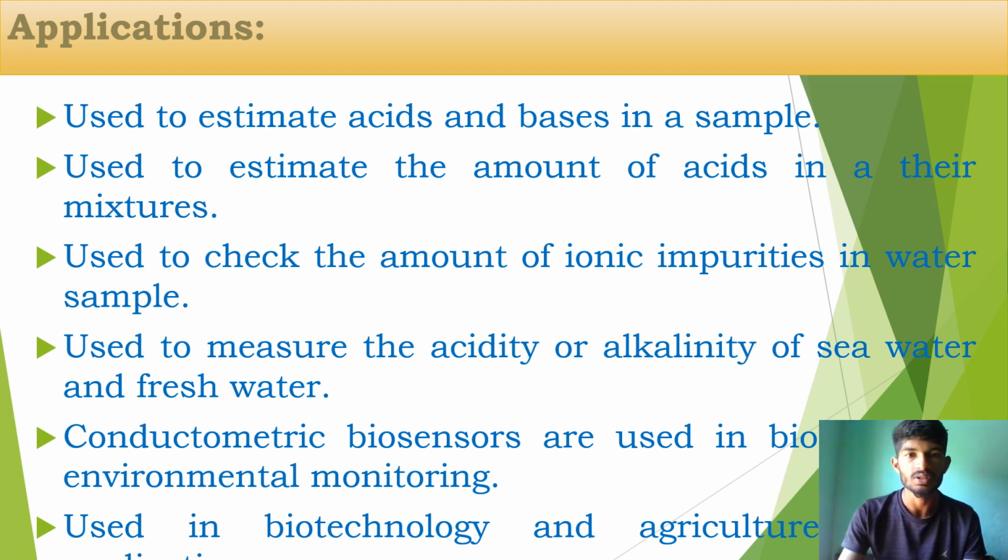Applications: used to estimate acids and bases in a sample, used to estimate the amount of acids in their mixtures, used to check the amount of ionic impurities in a water sample, used to measure the acidity or alkalinity of seawater and freshwater. Conductometric biosensors are used in biomedicine, environmental monitoring, and in biotechnical and agriculture related industries.